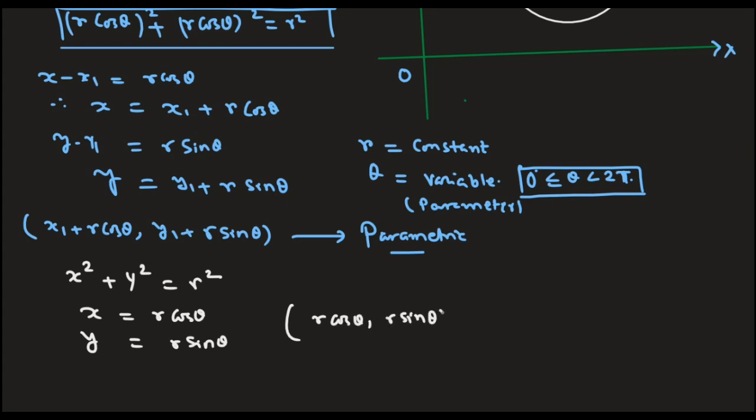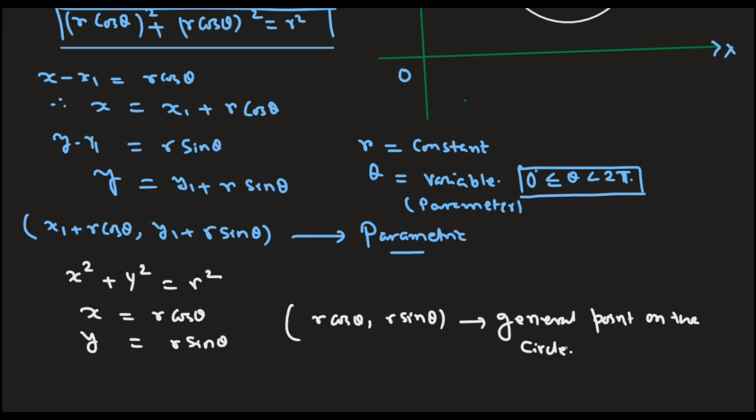This has the power to generate all the points on the circle. So this is the general point. It is a general point on this circle.